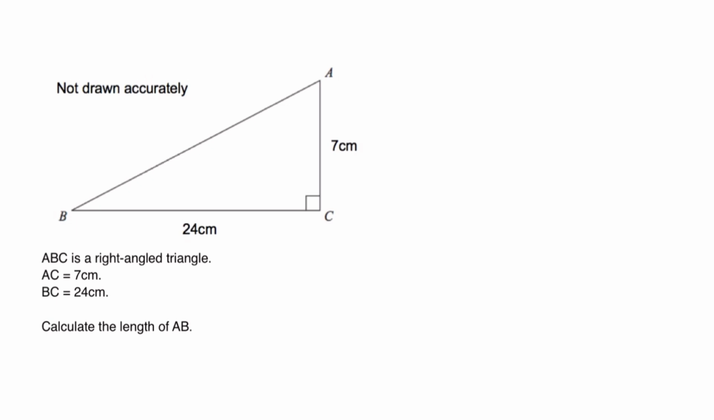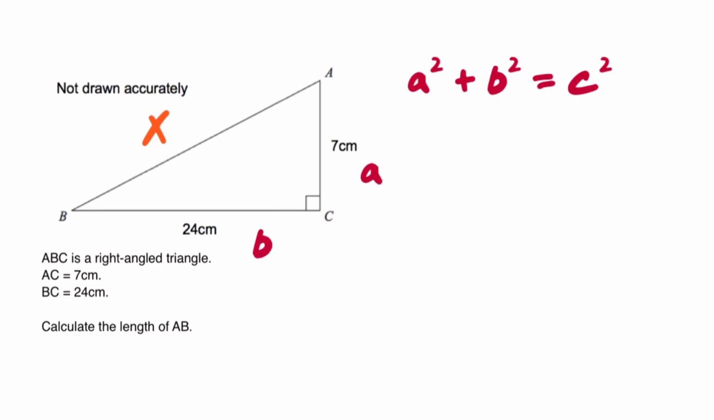Now let's have a go at some exam questions together. ABC is a right angled triangle. A to C is 7 centimeters. B to C is 24. Calculate the length of A to B. So they want us to find A to B, so let's write that as X. So we have two given lengths and one missing. That means we're going to use Pythagoras theorem.